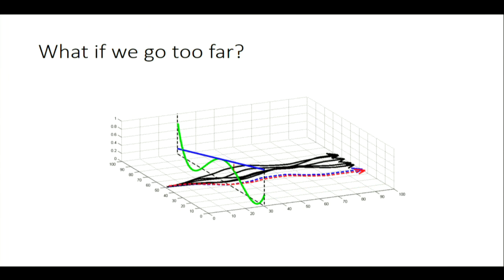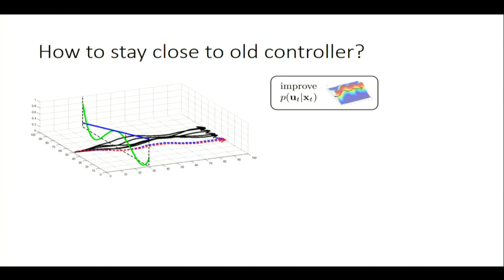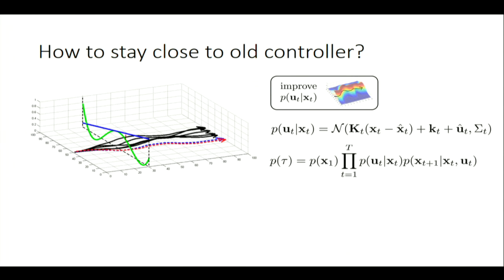So we'd like to somehow keep the trajectory close to where it was before, so that this error between the fitted linear dynamics and the true nonlinear dynamics is not too huge. So how can we do that? How can we stay close to the old controller? So remember that in this case, our controller is this linear Gaussian thing. And a linear Gaussian controller, or in fact actually any policy, induces a probability distribution over trajectories.